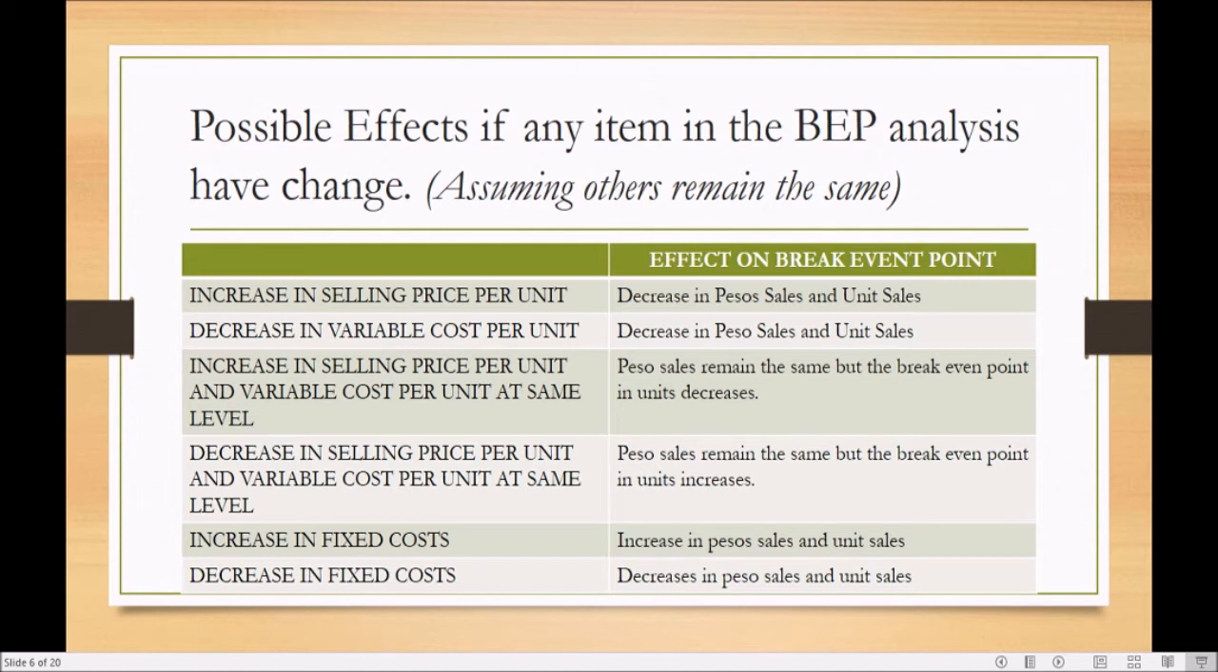How about if there's an increase in selling price and variable cost per unit at the same level? Ano po ba ibig sabihin nito? Ibig sabihin, if the selling price increases by 10% and the variable cost per unit increases by 10% as well, ano po ba effect nito sa contribution margin? Well, ang effect nito sa contribution margin tataas. Contribution margin per unit tataas. Pero, pag i-divide mo yung contribution margin per unit to the new selling price, the contribution margin ratio remains the same. Ayun, merong pagkakaiba ha.